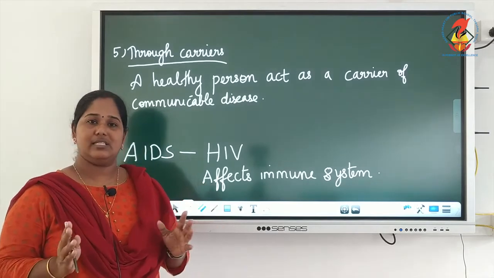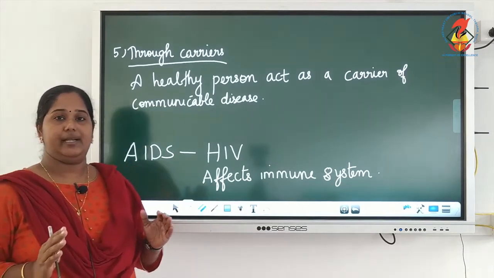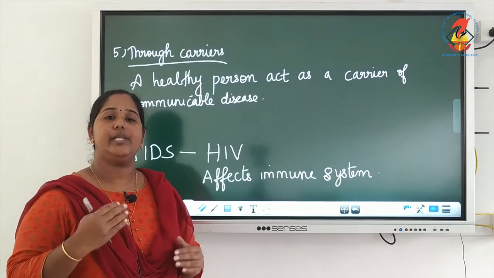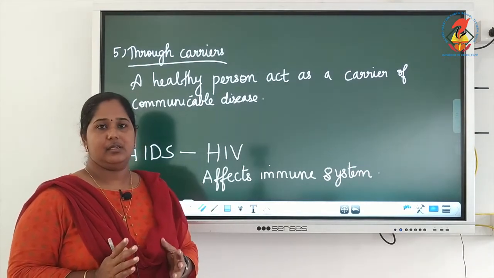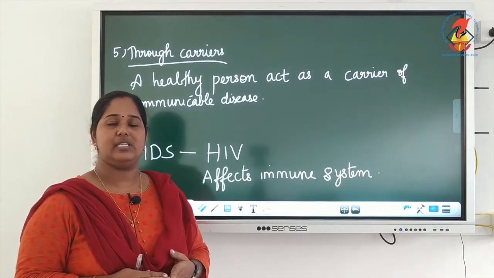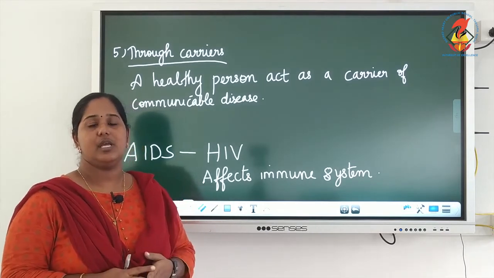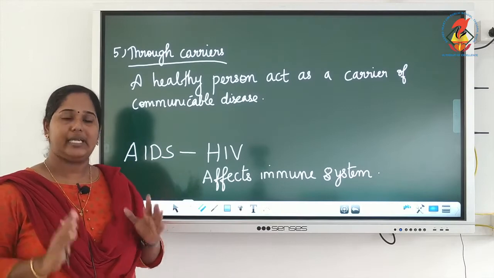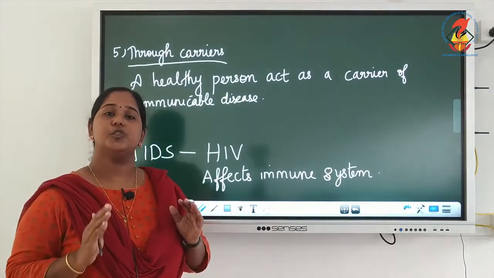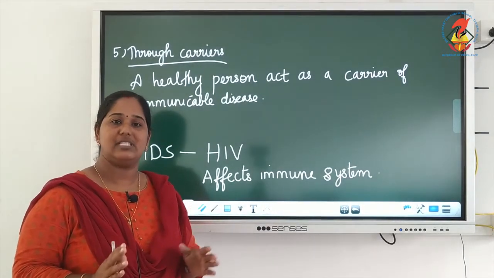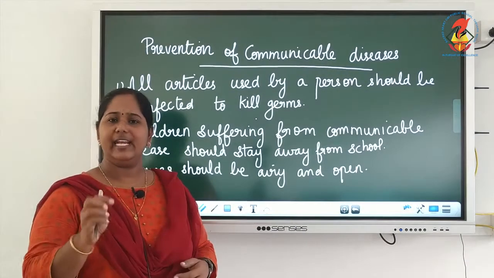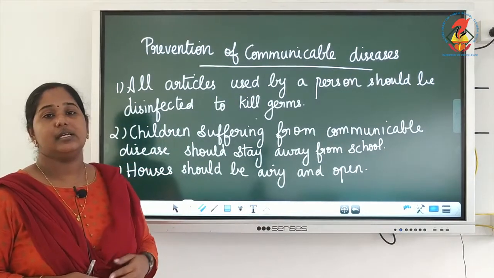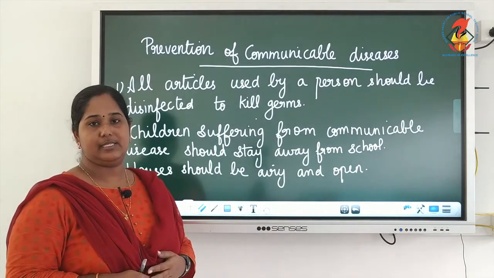So these diseases, when they spread, can even lead to death. The spreading of communicable diseases is a very dangerous situation. We have to take proper care and measures to prevent the spreading of diseases. Here we will discuss a few methods to prevent the spreading of communicable diseases.